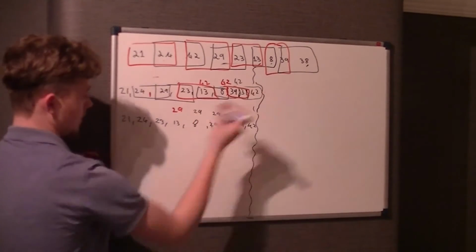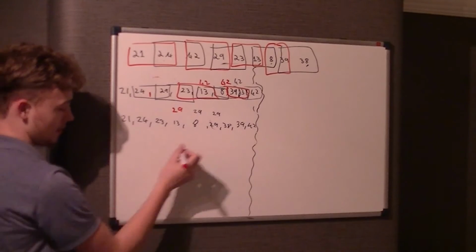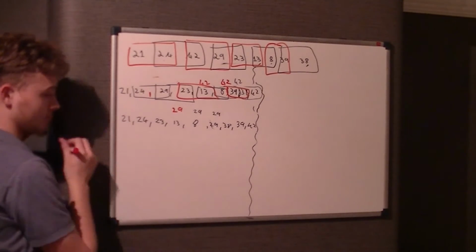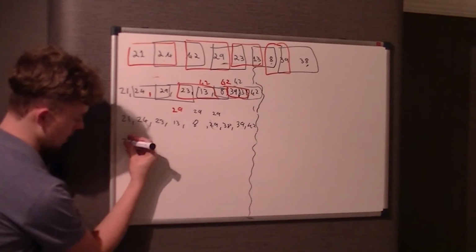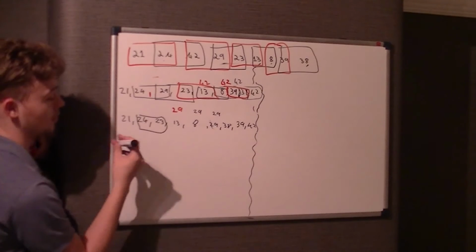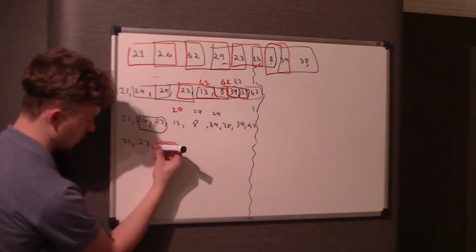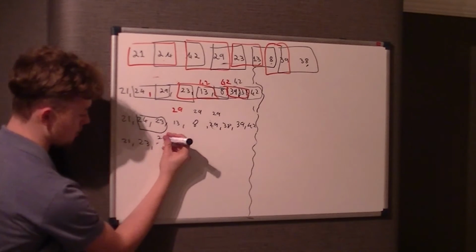Now we've done that row, we compare the next row, okay? So we're comparing these and see if they're all in the right order now. Well, 21 and 24 in the right place? Well, 21 certainly is, but is 24? No, because obviously we need to compare 24 and 23. We switch them round, okay? So 21, 23, 24.